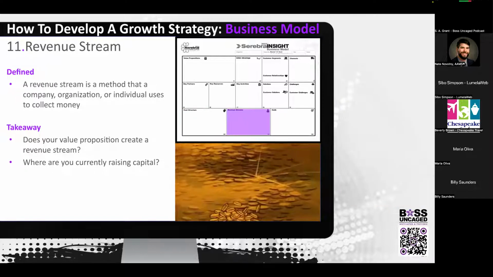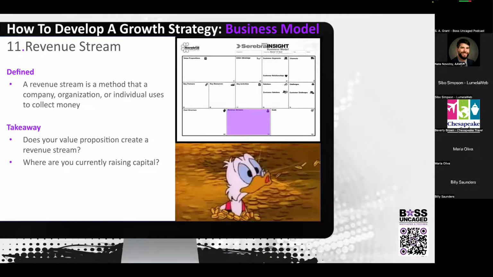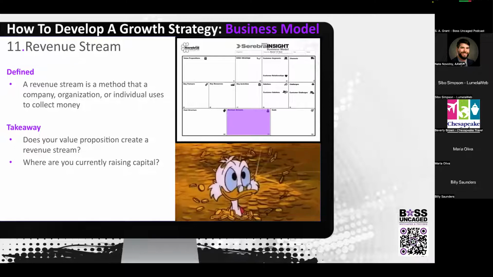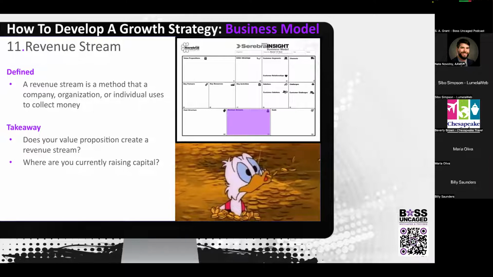Going into revenue streams, and again, this is your services, this is your products. What are you selling? How are you selling it? What are you charging? Is it recurring? Is it month to month? Is it per project? Is it per service? All these different things are essentially revenue streams.